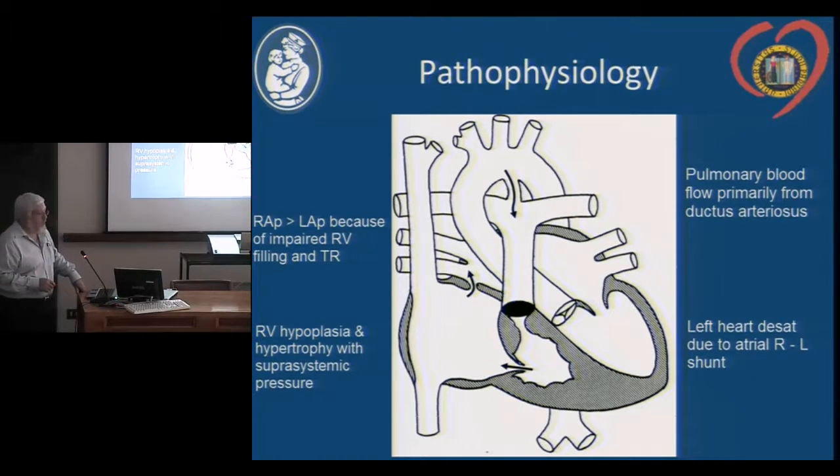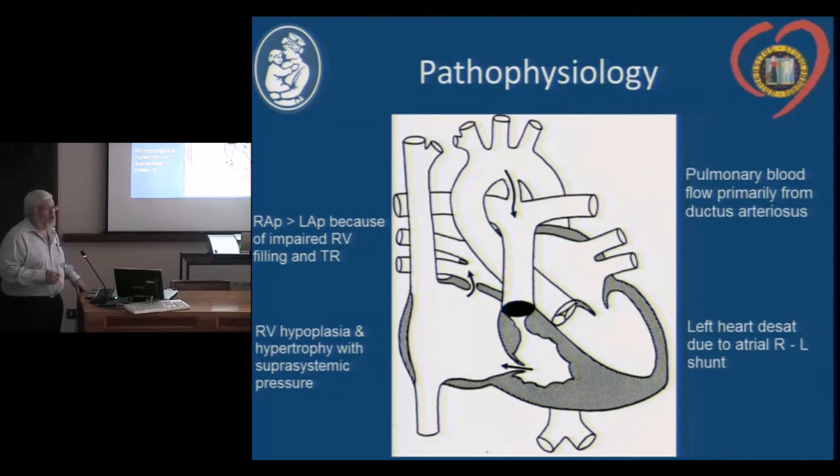The right ventricle, as we saw yesterday, can be hypoplastic in this. It's usually quite hypertrophied, and so the diastolic properties are not quite normal. The pressure in critical pulmonary stenosis is usually suprasystemic. It's suprasystemic in pulmonary atresia with intact septum. So again, the characteristics of this ventricle are not normal.